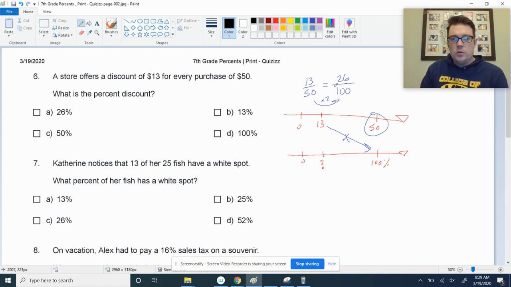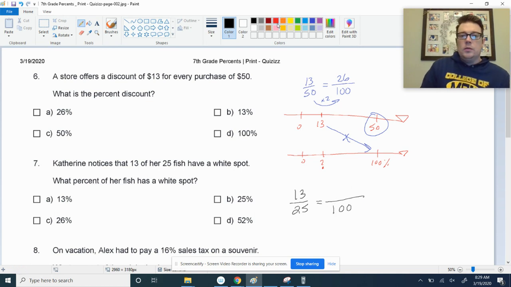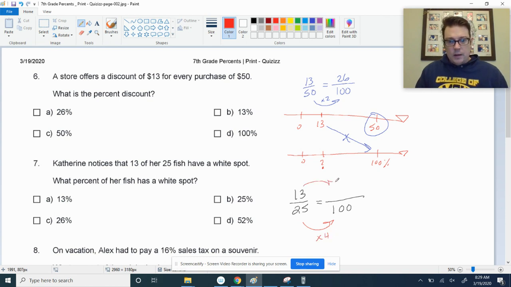Actually, since I just showed you that version, let's do this. Catherine notices 13 of her 25 fish have a white spot. What percentage of her fish have a white spot? So if 13 out of 25 have a white spot, my question is how many out of 100 would? And so we can multiply 25 times 4 to find out what that is. It's kind of like using a constant of proportionality. And 13 times 4 turns out to be 52. And so that's your percentage right there, D. All right, let's move on.